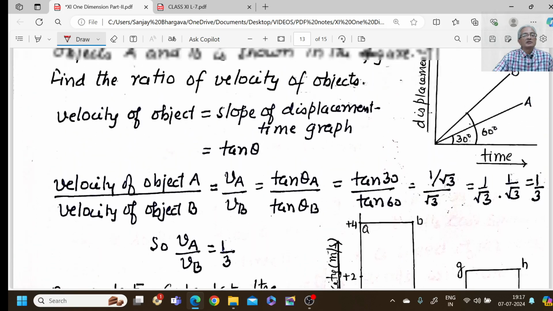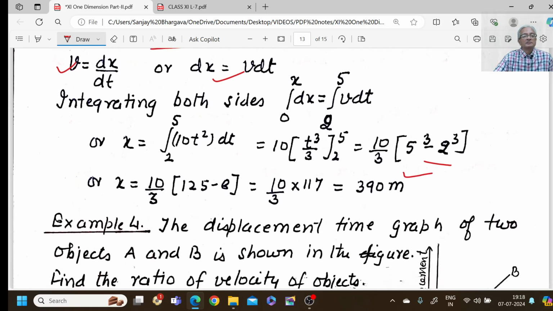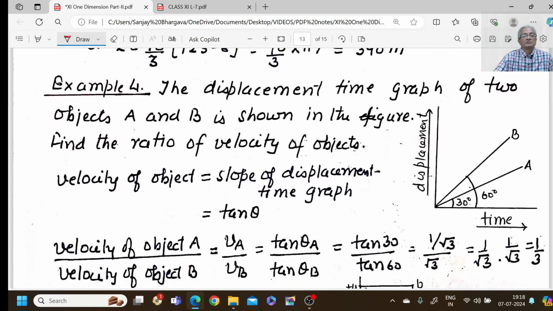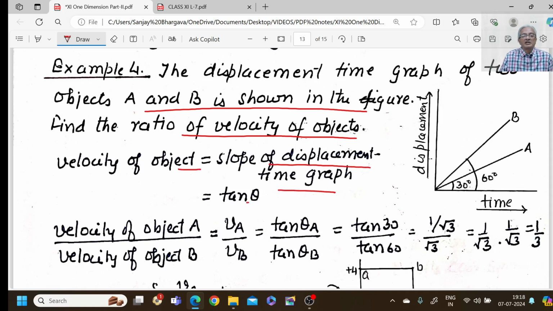Then we have example number 4. The displacement time graph of two objects A and B is shown in the figure. Find the ratio of the velocities of the objects. Velocity of the object would be the slope of the displacement time graph, that is tan theta. So VA upon VB is equal to tan theta A upon tan theta B.